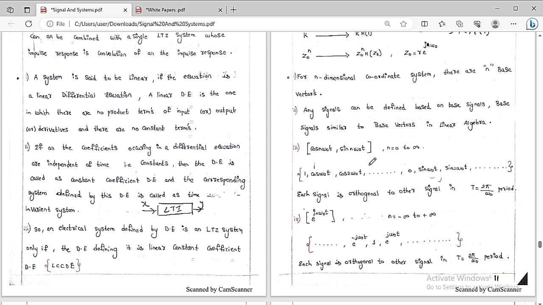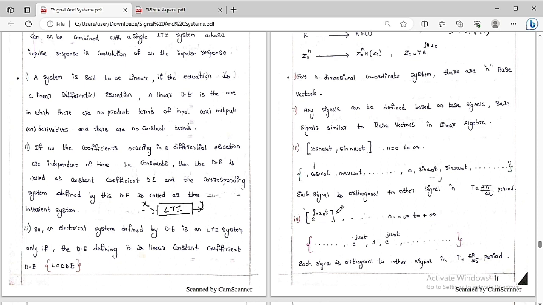With the help of this concept, we are going to write the trigonometric Fourier series, and with the help of this concept, we are going to write the exponential Fourier series. If you substitute n equal to 0 to infinity, we get this range, and in the exponential case we get that range. All these are base signals, and each signal is orthogonal to the other signal with time period T equal to pi by omega naught.